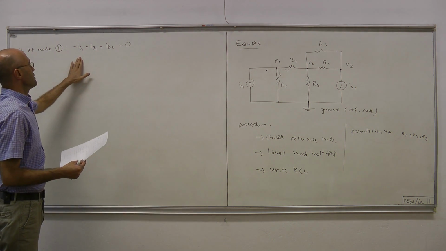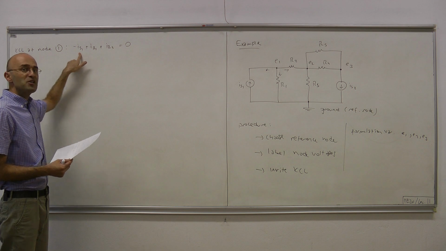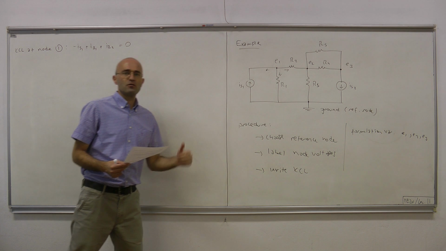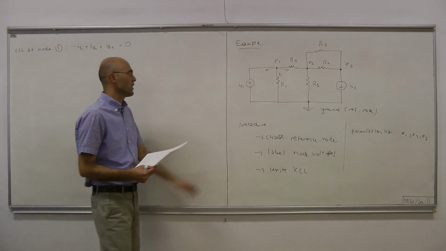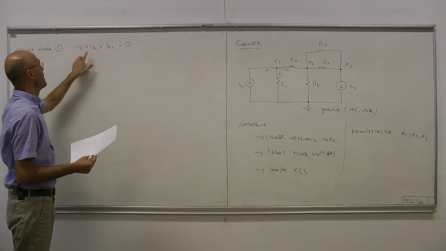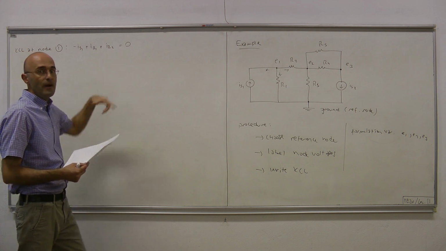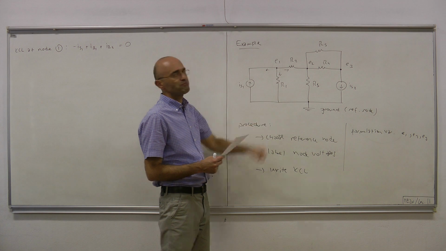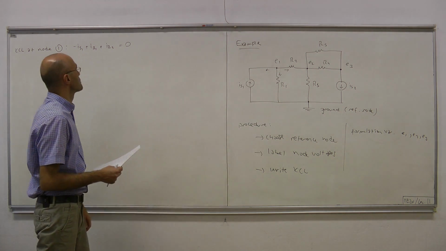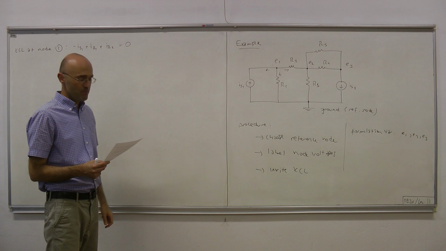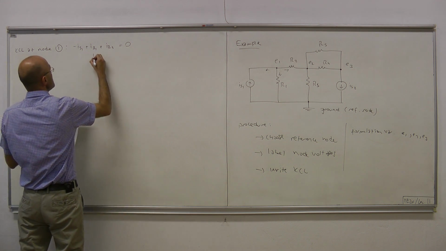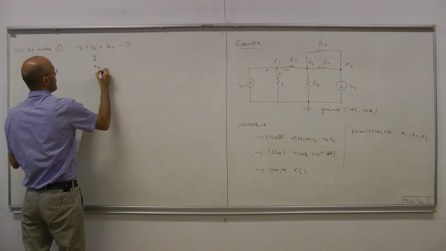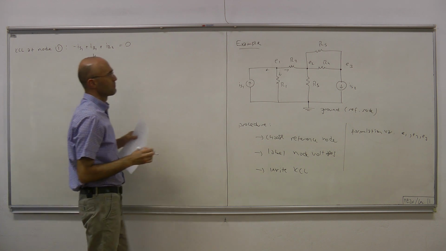Now, if you look at this equation, there is no problem with this minus IS1 because it's not an unknown. We assume that we know all the currents and voltages of the independent sources. So there's no problem with this term. But IR1 and IR2 are unknowns at this point. So we want to express them in terms of known voltages. And that is quite easy because IR1 is, by Ohm's law, VR1 over R1.